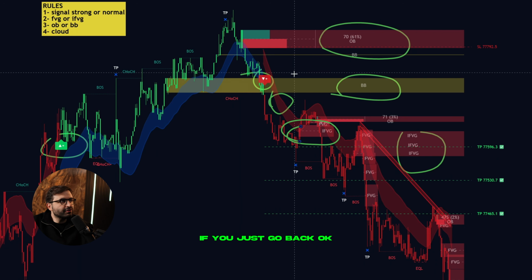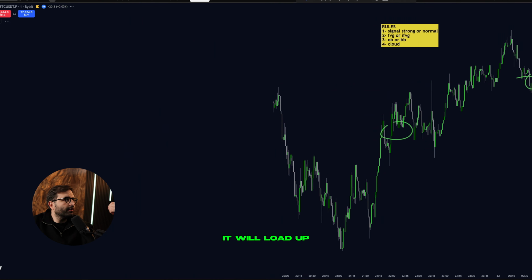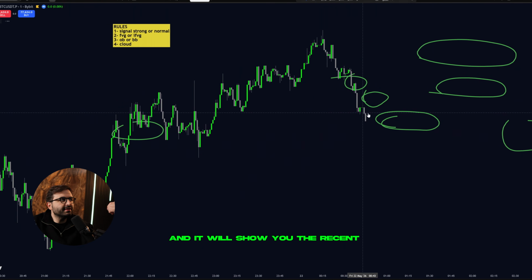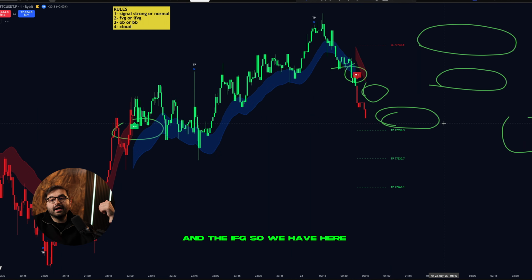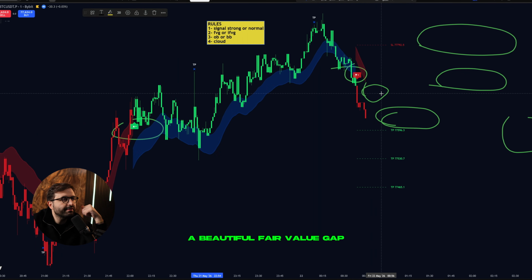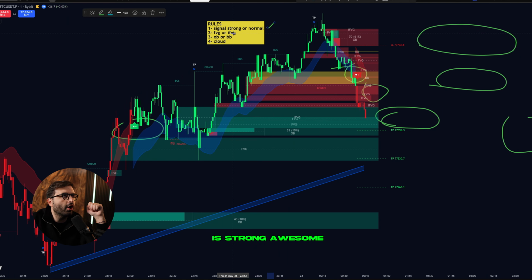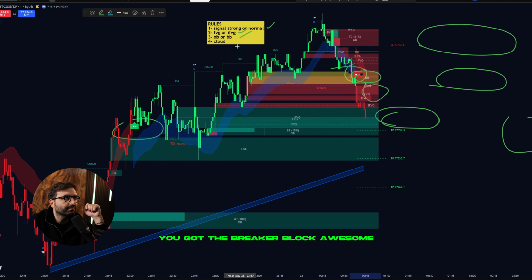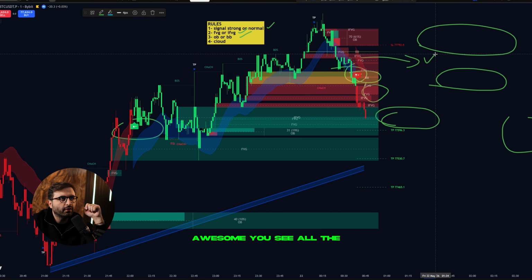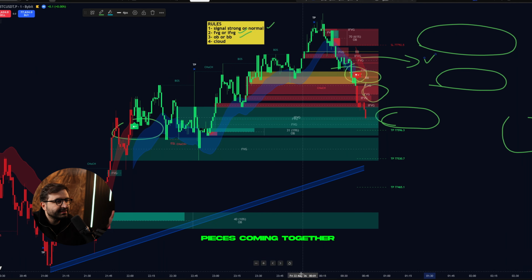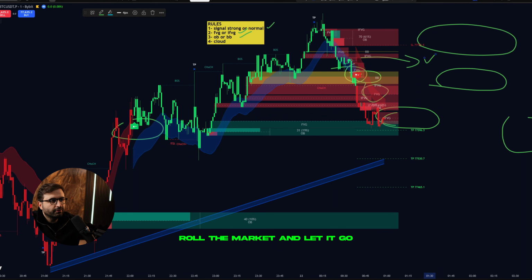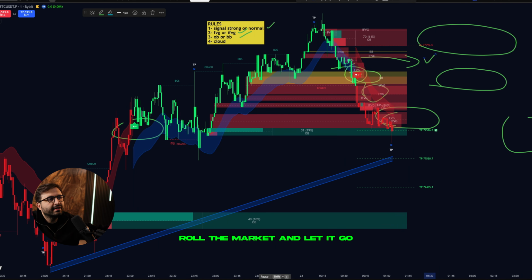Simple, right? If you just go back, it will load up and show you the recent fair value gaps and the IFG. So we have here a beautiful fair value gap that we can use. Let's go one by one. We got the signal and it is strong. Awesome. You got the FVG. Awesome. You got the breaker block. Awesome. You got the cloud. It is red. Awesome. You see? All the pieces coming together. All you need to do is just take a short position, roll the market, and let it go, my friend.